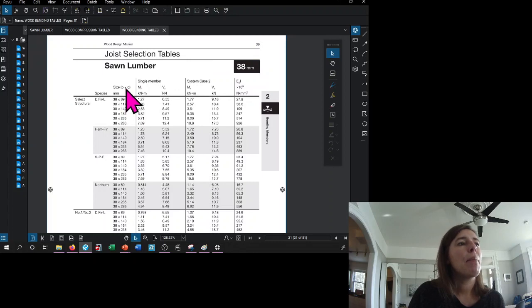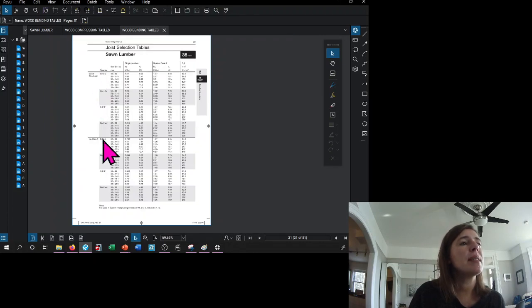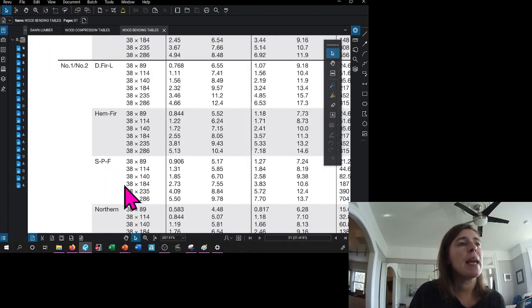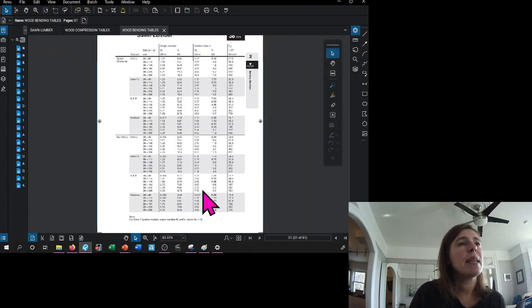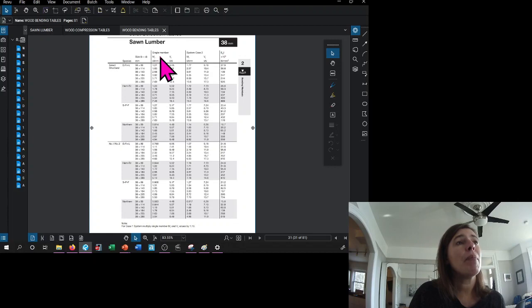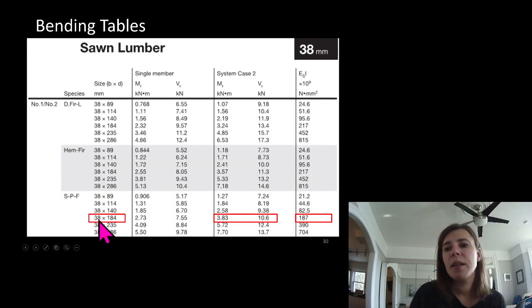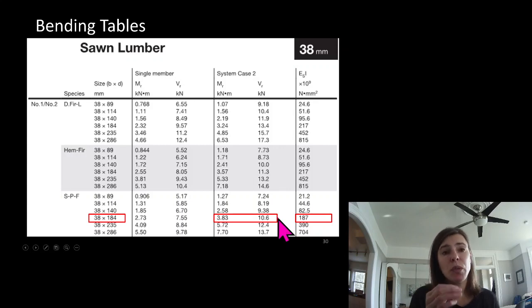38 millimeters by, well, we need to know what, they said number 1, number 2. So number 1, number 2, and we're spruce pine fir, and we're a 38 by 184. We can come across here. They've given us a single member, which means it's not part of a system, or a system case, which we are. Well, that looks like MR is 3.83 and VR is 10.6. So look at this. 38 by 184, system 2, 3.83, and 10.6.